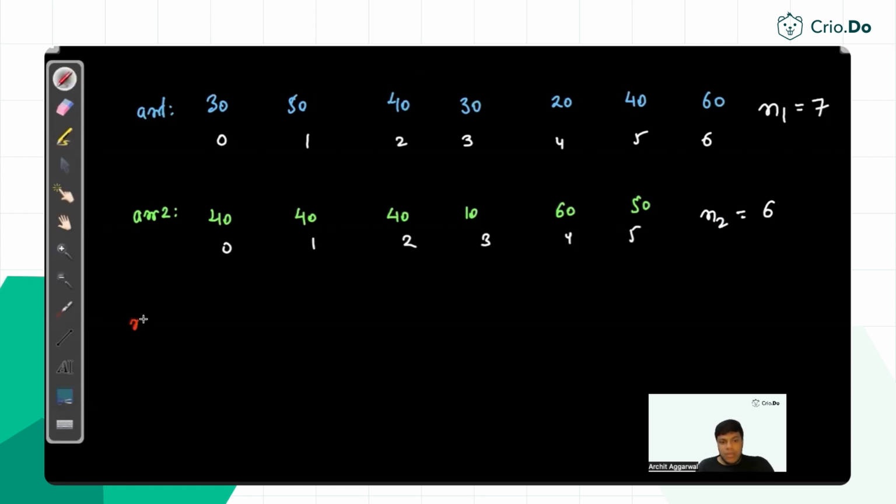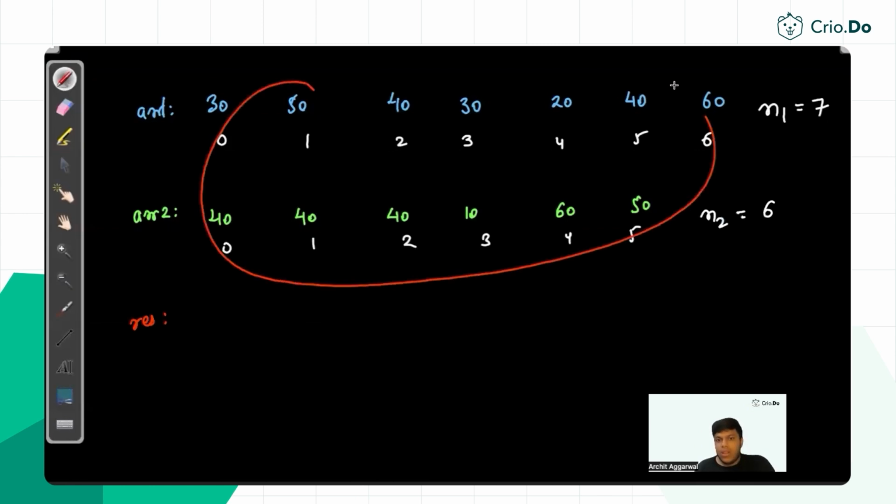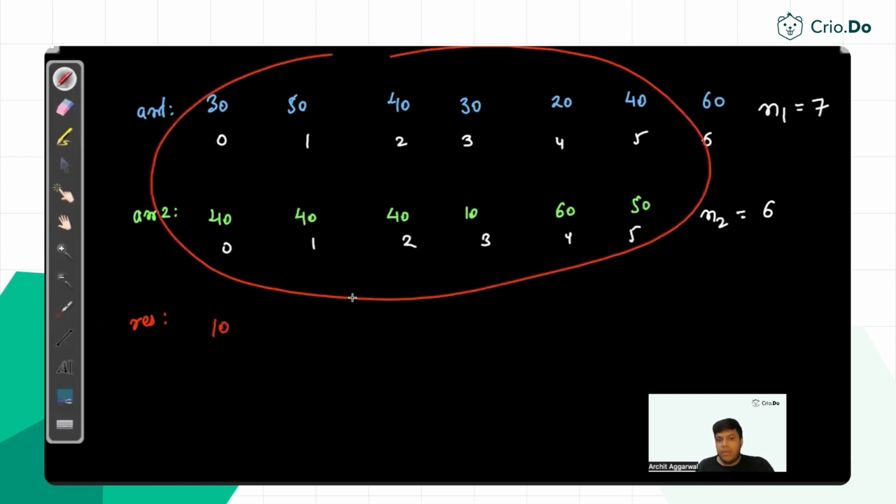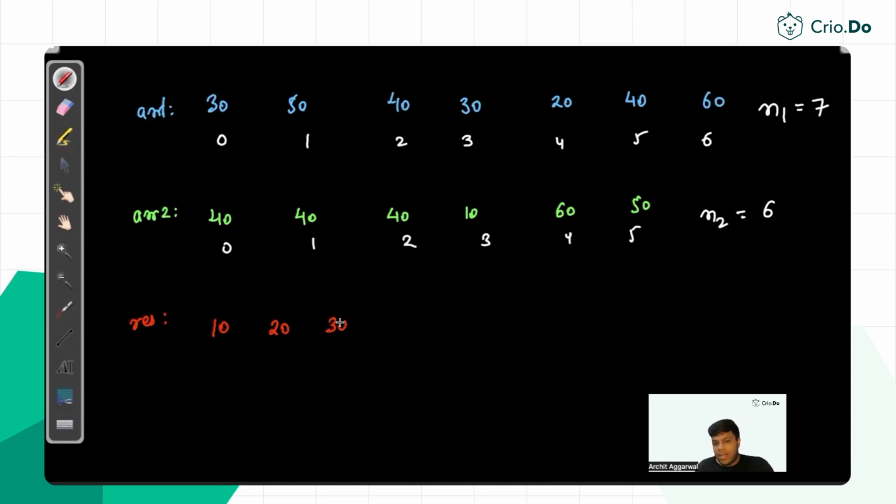First of all, what should be the output? The output should contain the union, that is, all the elements present in the first array as well as the second array, but every element should occur only once. It means out of all these elements, the minimum element will be 10. Next minimum will be 20, then 30, then 40, then 50. And the final one will be the element 60. So all these elements will come, but in increasing order and only once. So this is the output.